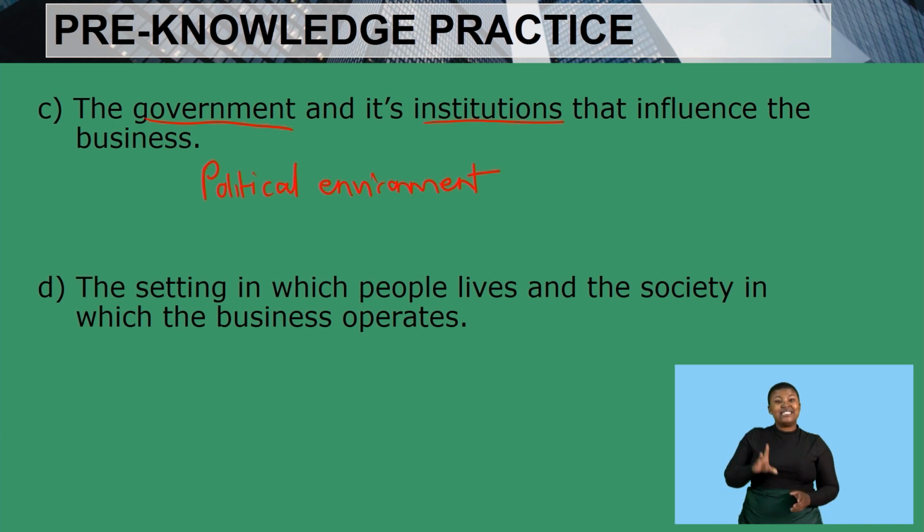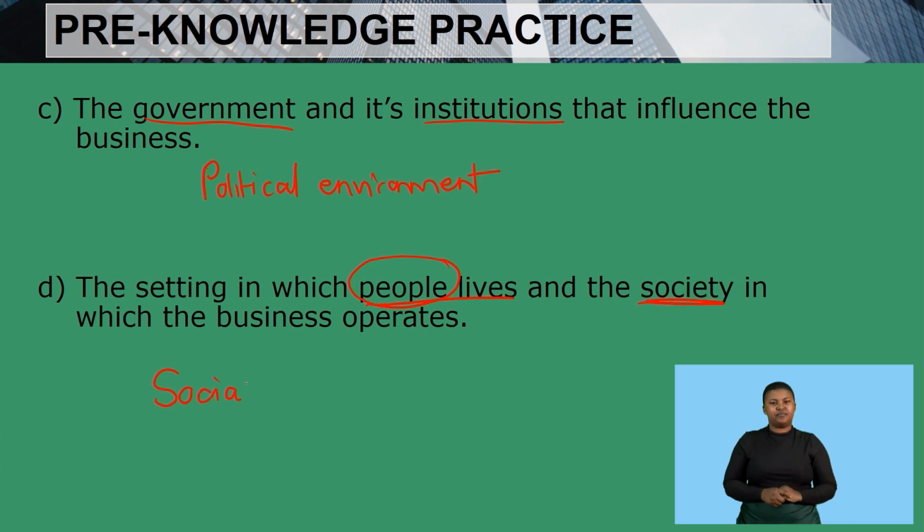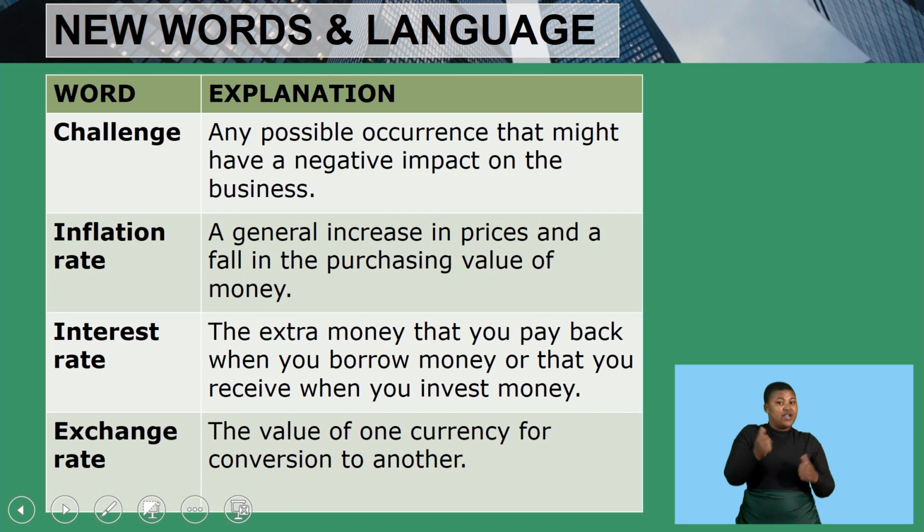Statement D, the setting in which people live. Remember, when we refer to people, it's social. And the society or the community in which the people, or the business rather, operate is, of course, our social environment. So this is our component for statement D. So that is our pre-knowledge practice questions.